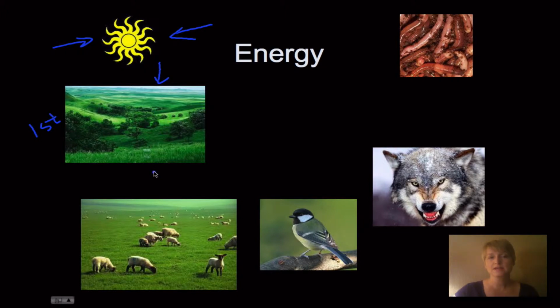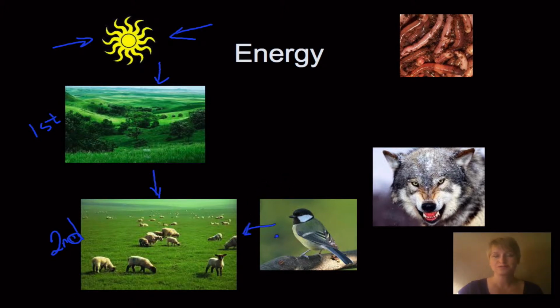And then animals and insects eat those plants. So this would be our second level. And our second level would be things that eat the plants. And these would basically be herbivores. They just eat the plants.